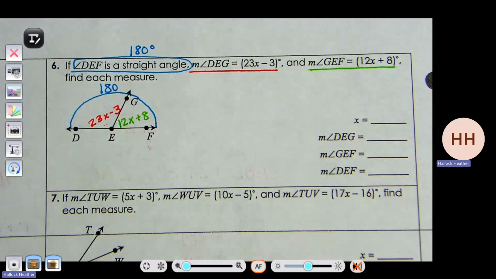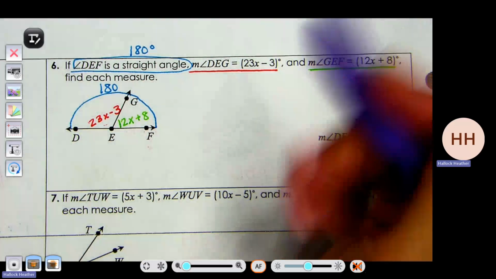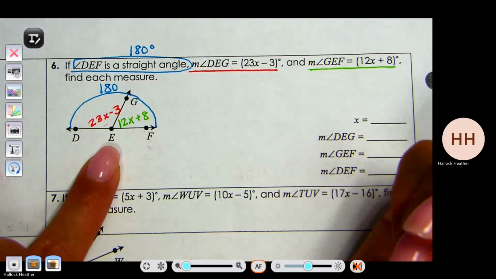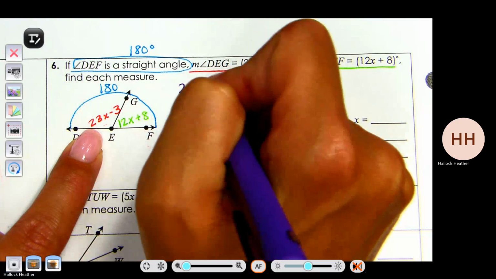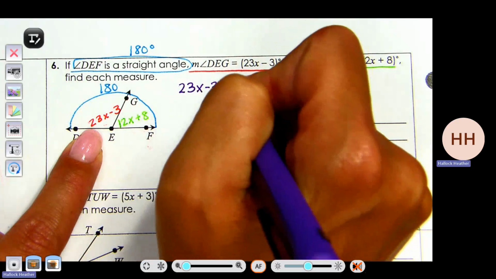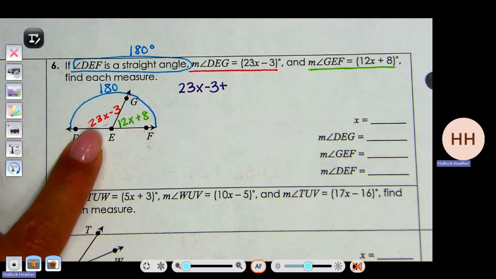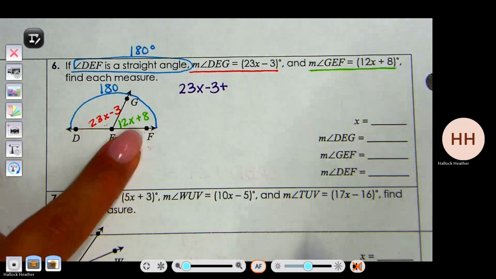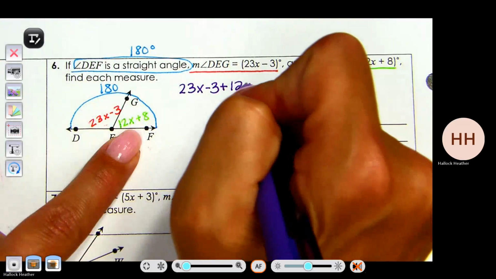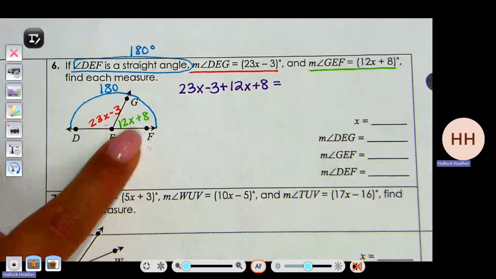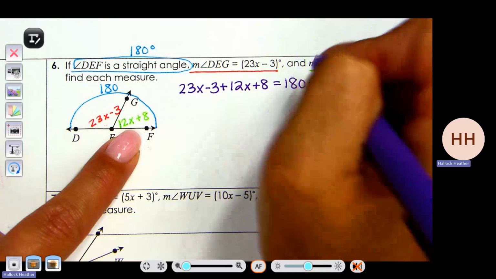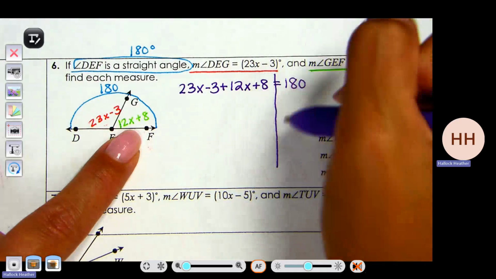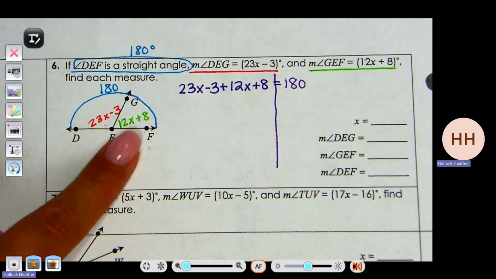So what's one of my small angles for this problem? 23x minus 3. What do I have to add to that? What's the other small angle? 12x plus 8. And it's equal to the whole thing. How much is the whole thing? 180, because that's how much it's actually opening up to. So I'm going to draw my line, and then we are combining like terms.